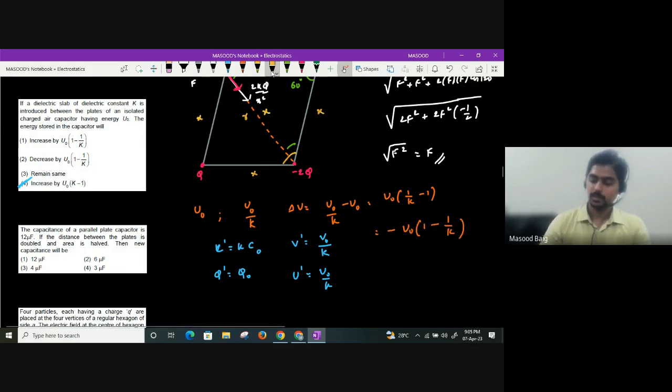And what is this minus sign indicating? It indicates that the energy will be decreasing. Clear? So it decreases by U naught into 1 minus 1 by K. Clear, all of you?